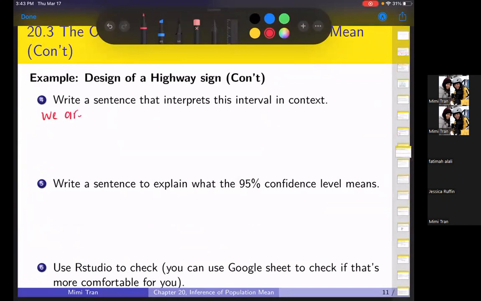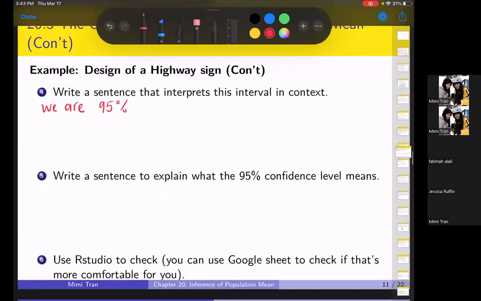So again, do not use chance or probability. Okay, 95%. Maybe I'll give that on like the quiz or something. I'll trick you. I'll give you a bunch of interpretations, you pick the correct one.